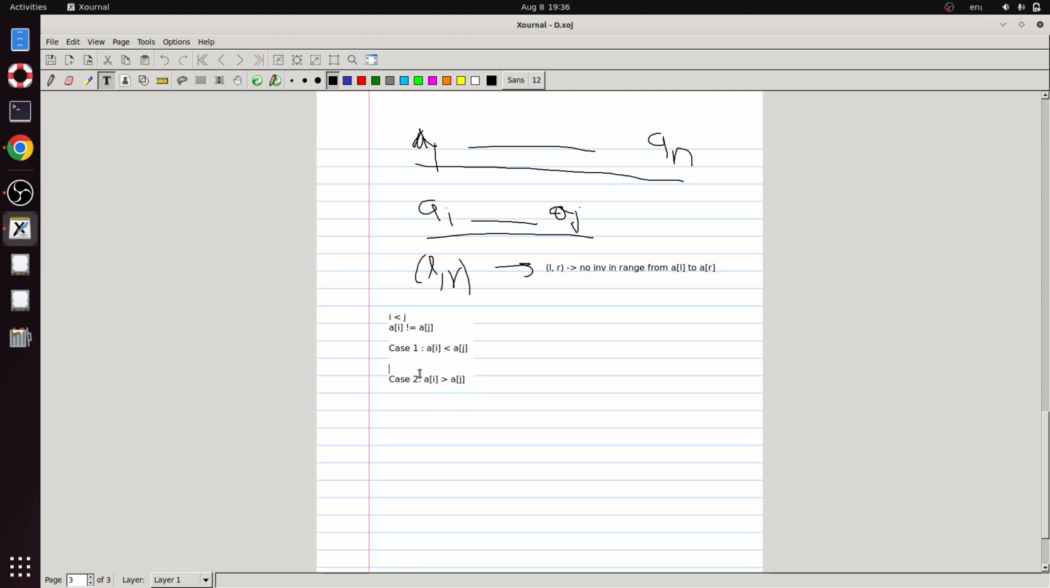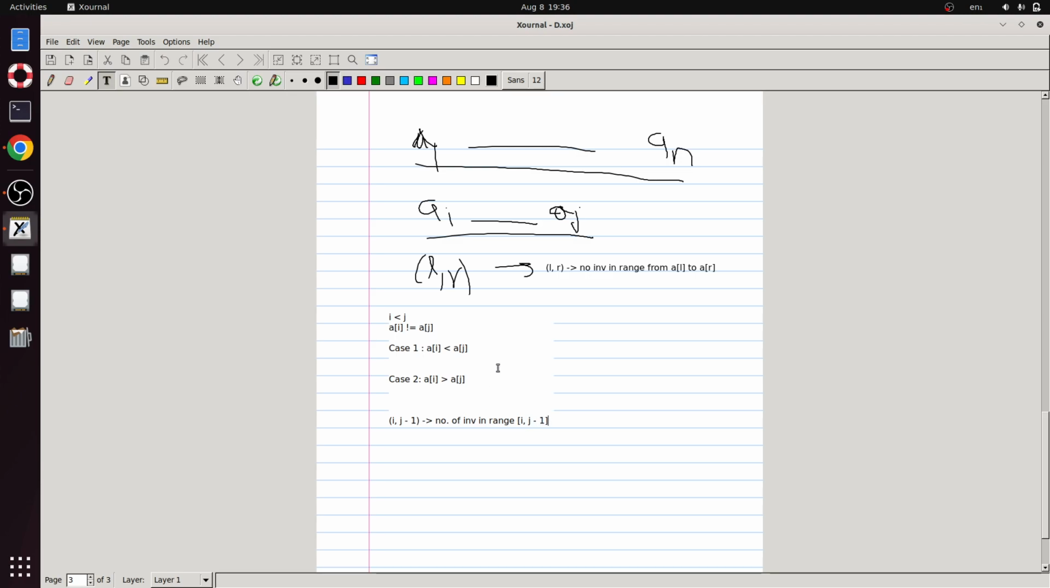So first, let's just consider this query. For now, consider what will be the answer to this query, I from I till j minus 1. It will be the number of inversions in range I till j minus 1.